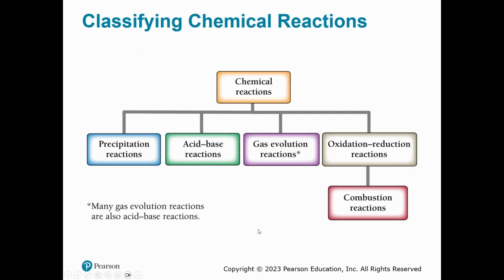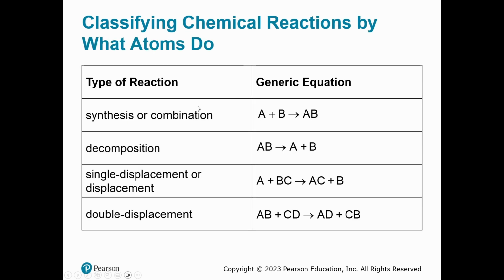So we have a few different types of chemical reactions: precipitations, acid-base, gas evolutions, and then our redox reactions, which can then be subclassified into combustion reactions. But we have different types of ways to describe our reactions. So we have synthesis or combination reactions where two things come together to form one product. Decomposition is the reverse of that, where one thing decomposes into two or more things.